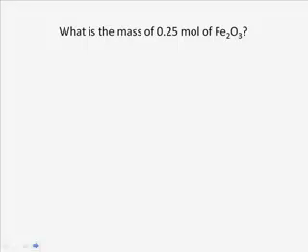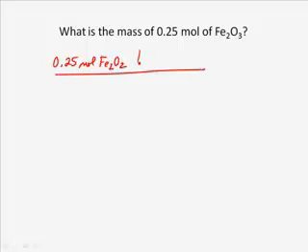So here we have: what is the mass of 0.25 moles of iron(III) oxide? Let's just lay this out first. Same way as we did before, moles to grams is 1 step. Moles to grams, and I use the values off the periodic table.